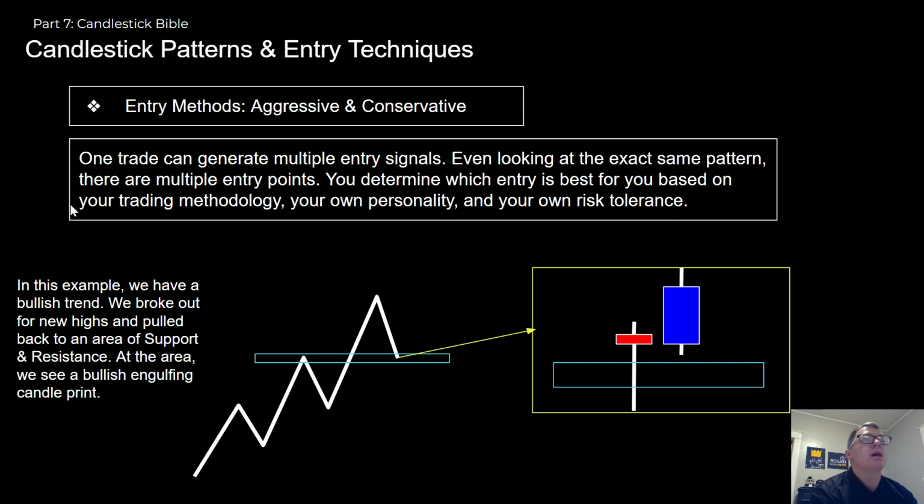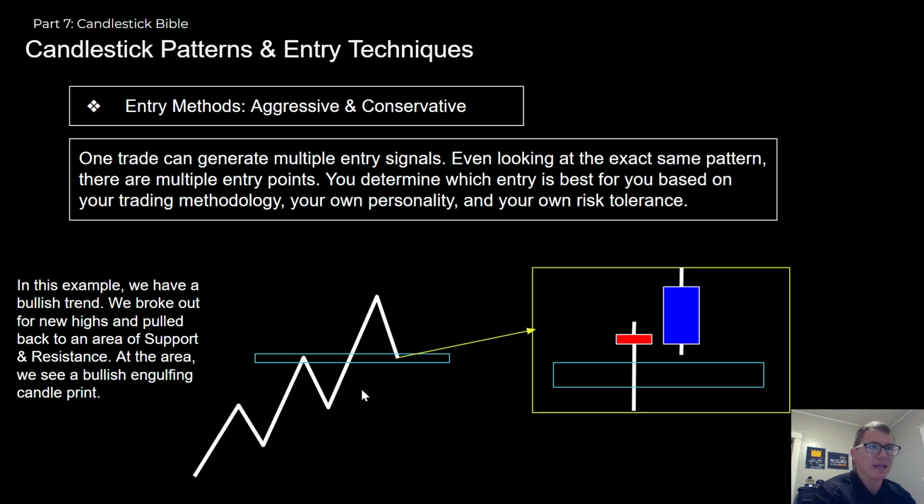So moving right on, now we're going to dive into entry techniques based off of these types of patterns. I'm going to show you two different ways of entry based on bullish engulfing patterns. Now there are two different entry methods, like I just said. There's aggressive entries and then there's conservative entries. So understand that one trade can generate multiple entry signals. Even looking at the exact same pattern, a bullish engulfing pattern, there's going to be multiple entry points in which you can take advantage of this opportunity, and you determine which entry is best for you based on your trading methodology, your own personality and your own risk tolerance.